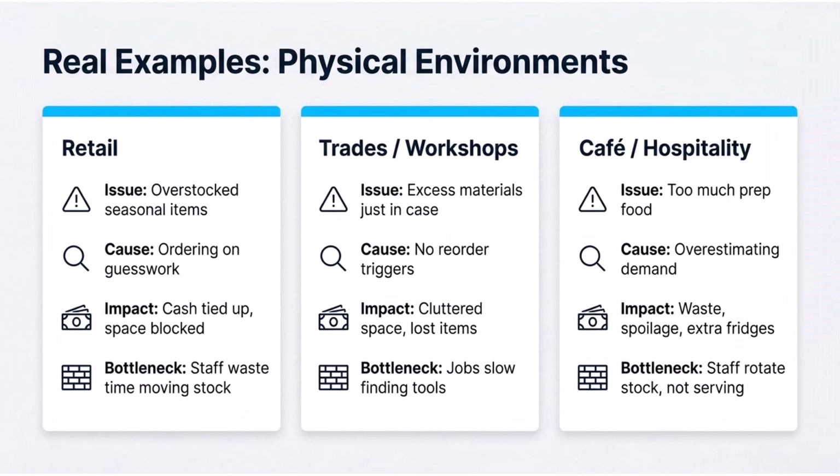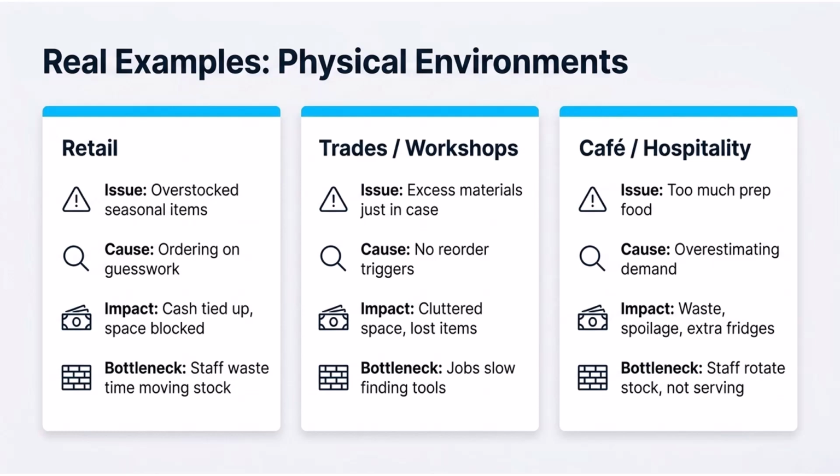So let's look at some real examples in physical environments. You can see there's 3 physical environments, and for each one I'm going to show you how inventory waste shows up. So first up, we've got retail. The issue is overstocked seasonal items. The cause is ordering on guesswork rather than actual sales data. The impact will be cash tied up in stock that isn't moving and space blocked by stock that isn't needed. And the bottleneck is that staff end up spending time moving stock around rather than serving customers.